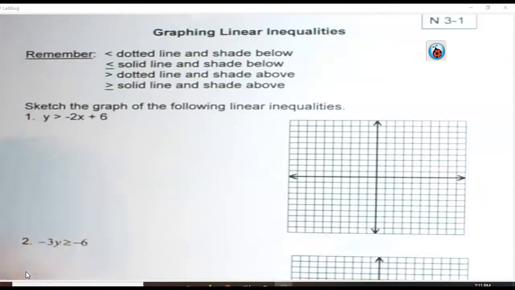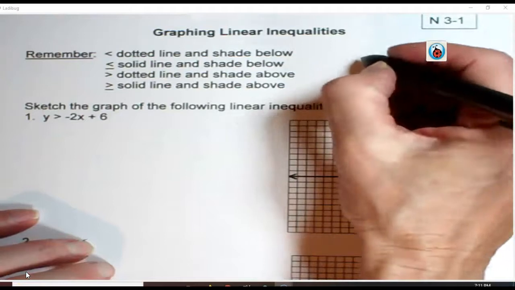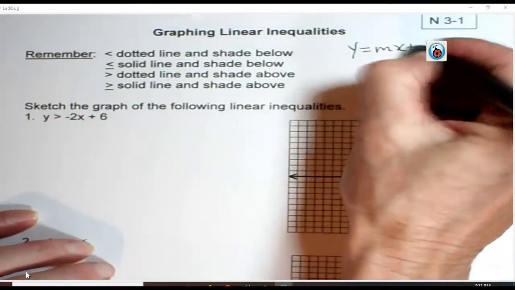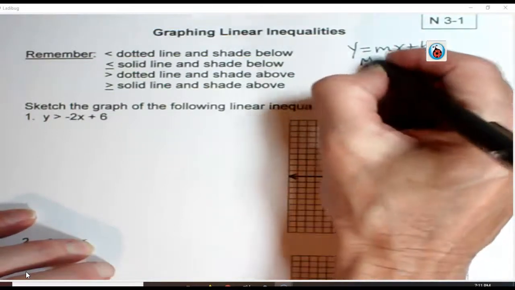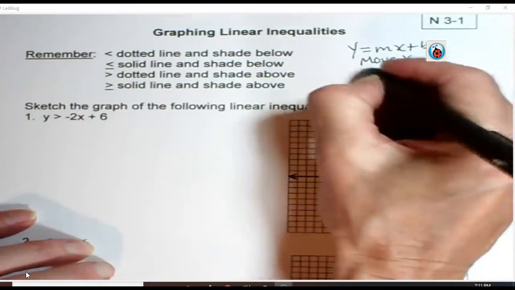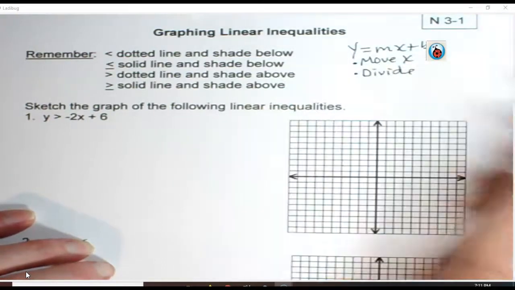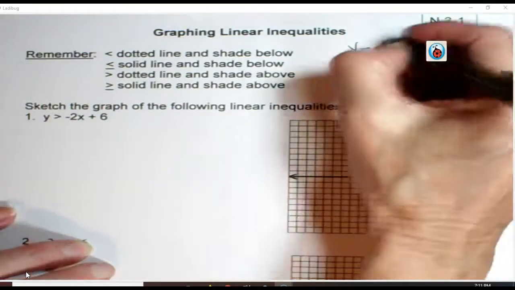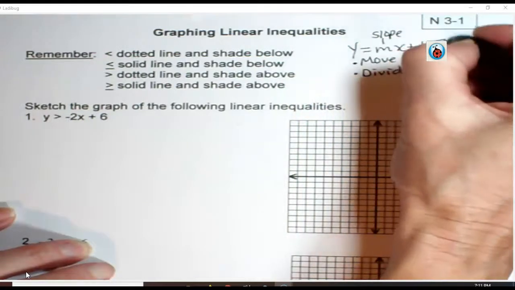Okay, today we're going to be graphing linear inequalities. Remember, you have to get it in the slope-intercept form, which is y equals mx plus b. To do that, to solve for y, you have to move x and then divide, divide, divide. That was the way to get it into the form y equals mx plus b. M is your slope, rise over run, and b is your y-intercept.